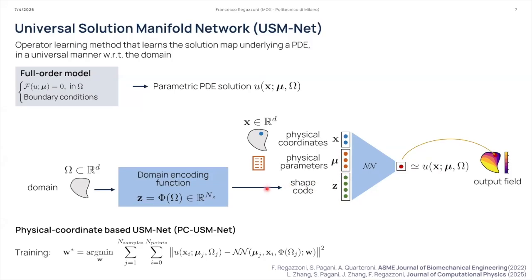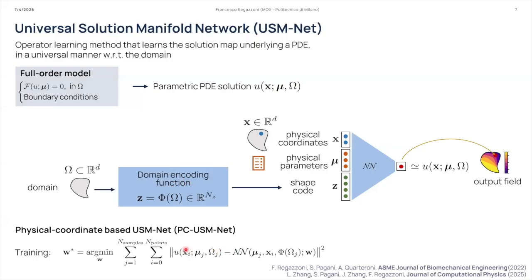The shape code is a finite dimensional encoding of the domain. So we will need to define the so-called domain encoding function. That is a function that, given a domain that is a subset of R^d, obtains the shape code that is a latent code with a small number of parameters. So later I will give you some ideas on how we can define these shape encoding functions.